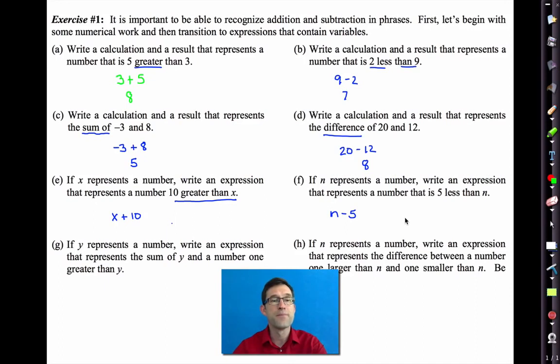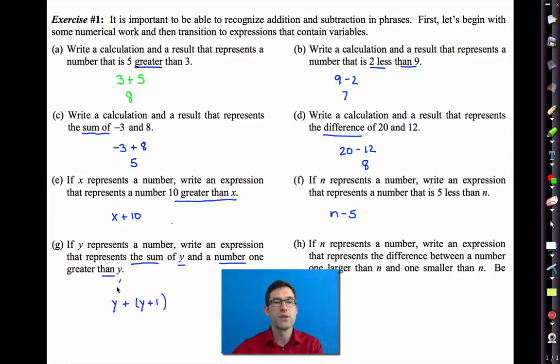All right, letter G. If y represents a number, write an expression that represents the sum of y and a number 1 greater than y. Okay, so we're adding. What are we adding? We're adding y and a number 1 greater than y. So that's going to be y plus 1.